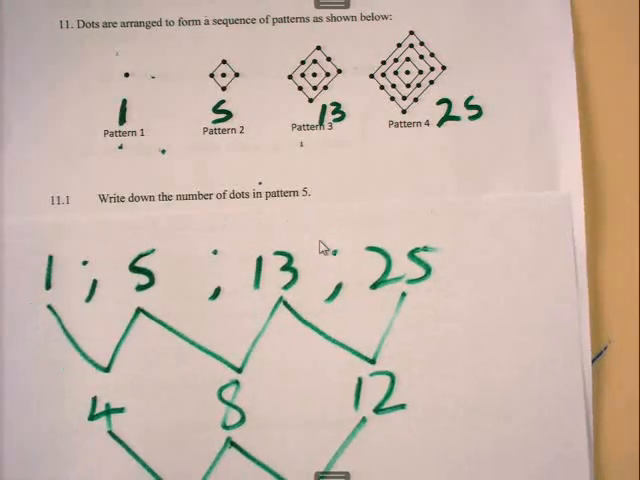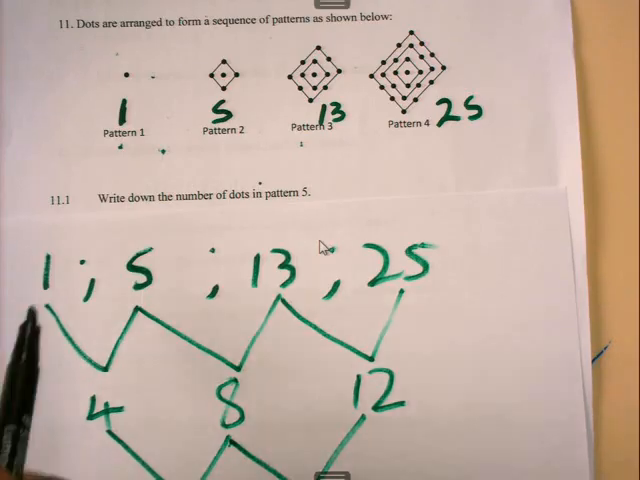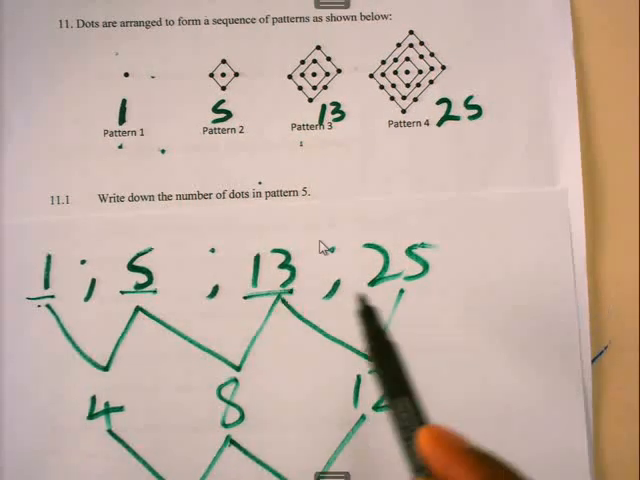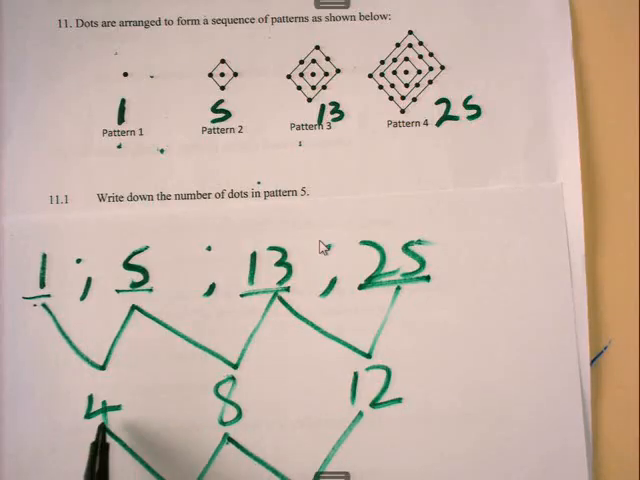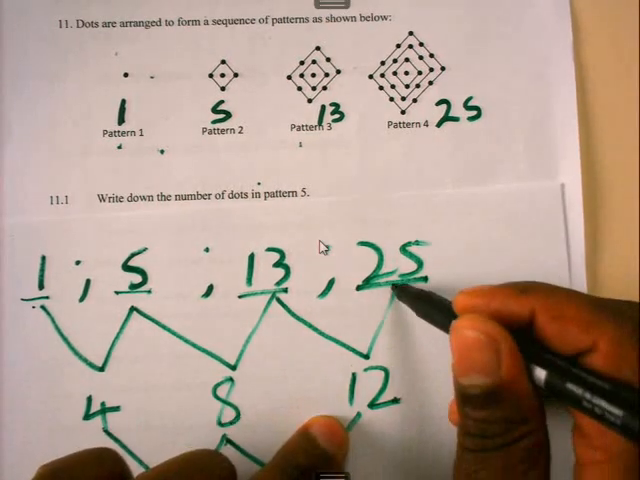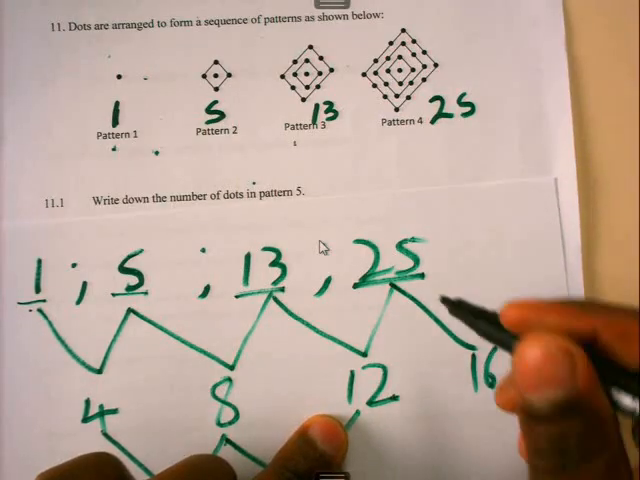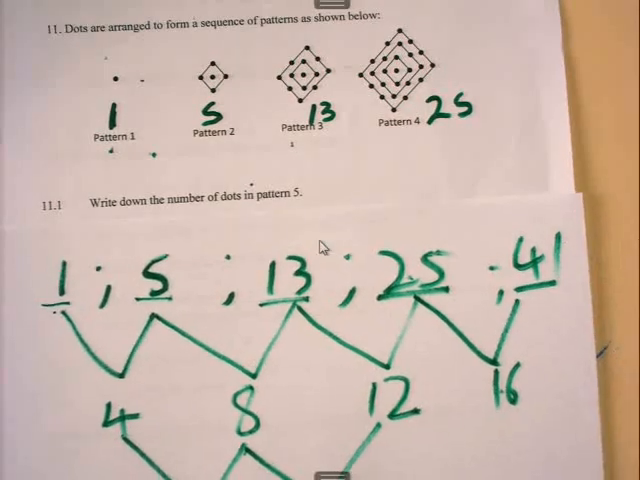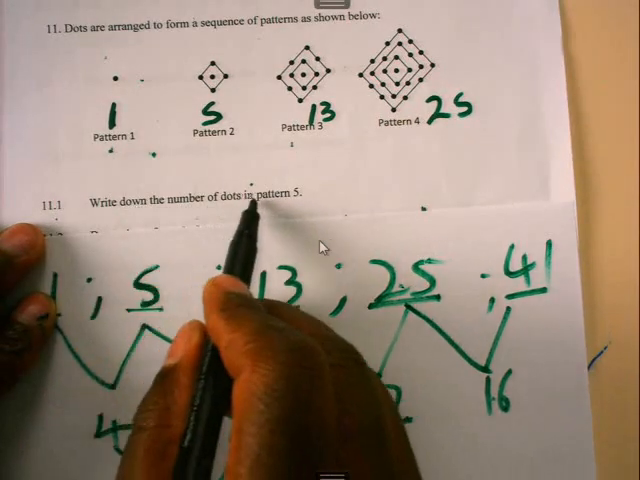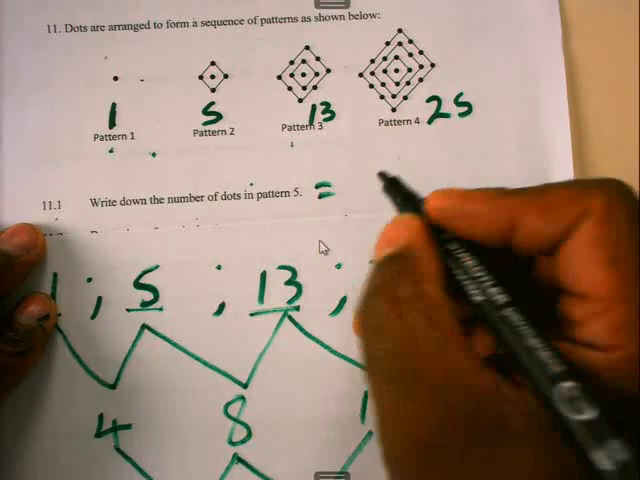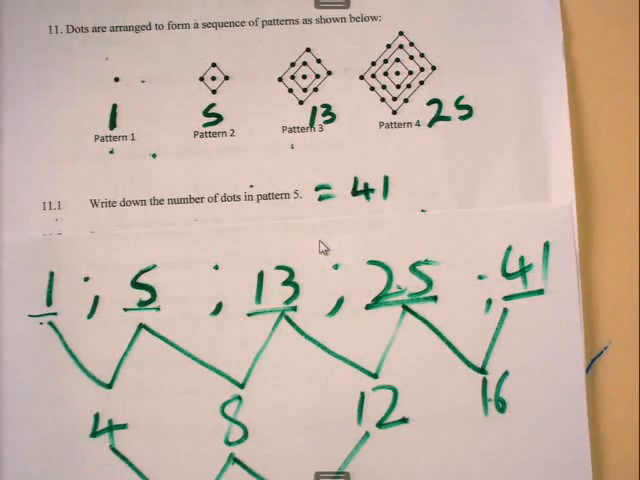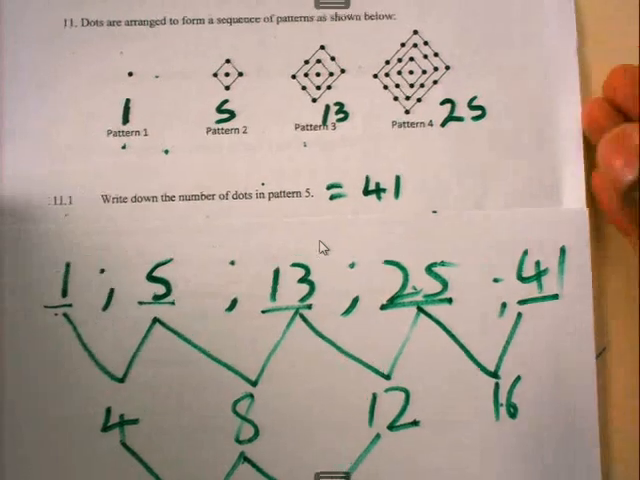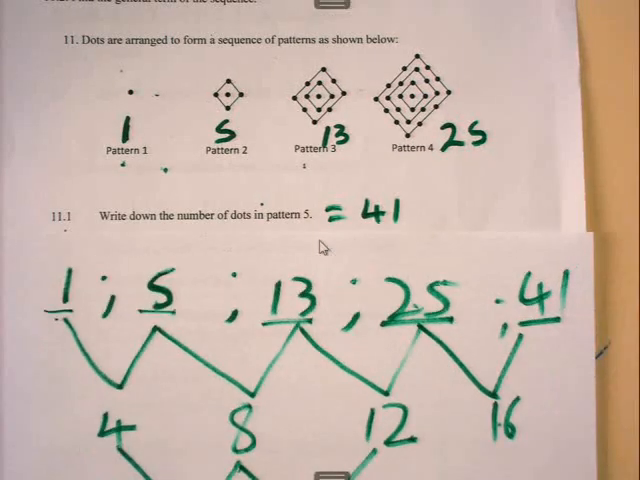So to answer the question, write down the number of dots in pattern 5. This is pattern 1, pattern 2, pattern 3, pattern 4. In pattern 5, the first differences go 4, 8, 12, so the next term here will be 16. So 25 plus 16 gives you 41. So in answering 11.1, write down the number of dots in pattern 5: there will be 41 dots. I'm just saying questions can be phrased differently, but you need to first establish the type of pattern we're talking about. Once you have established the pattern, all other questions can be solved easily.